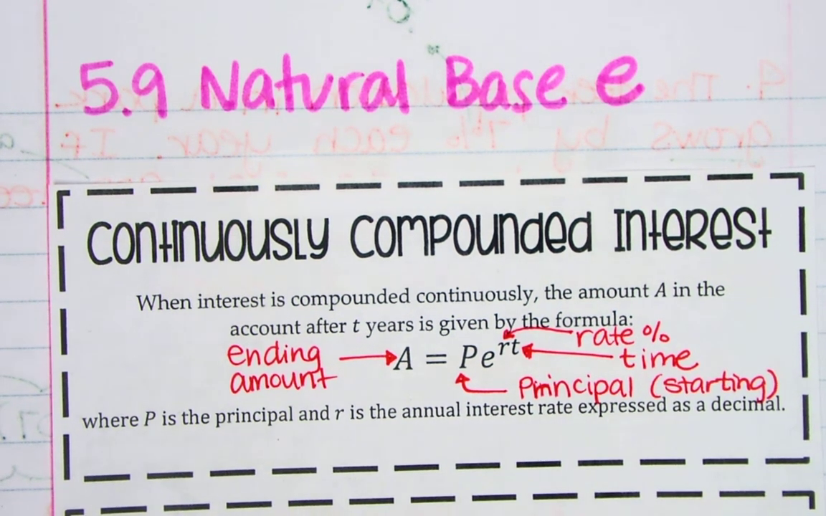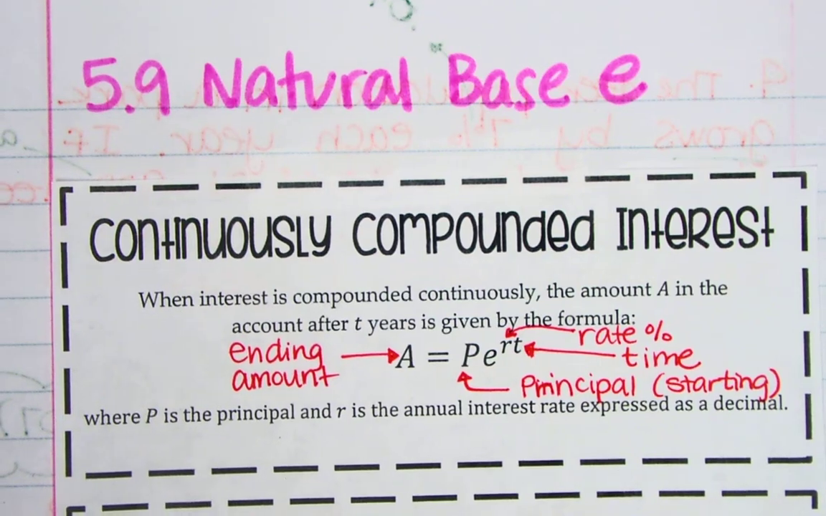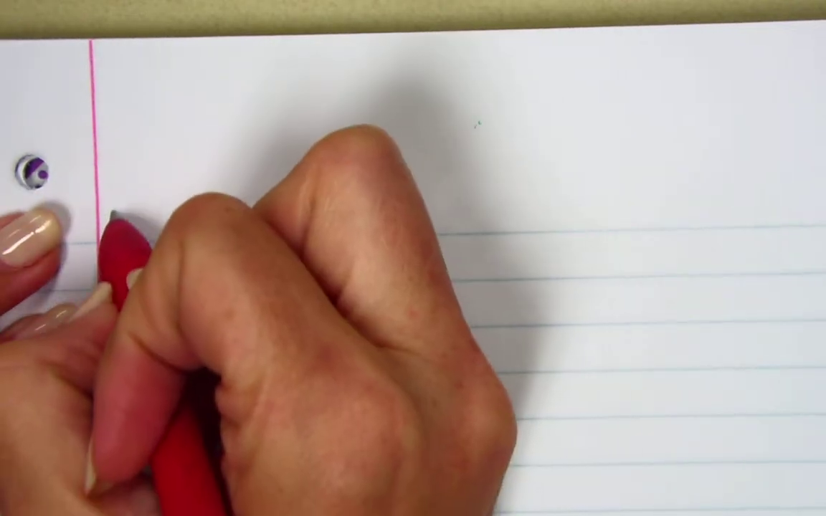All right, so we're going to do 4 problems. Again, they're all going to be interest money problems, okay? Then you can work on the practice. So let's do number 1.